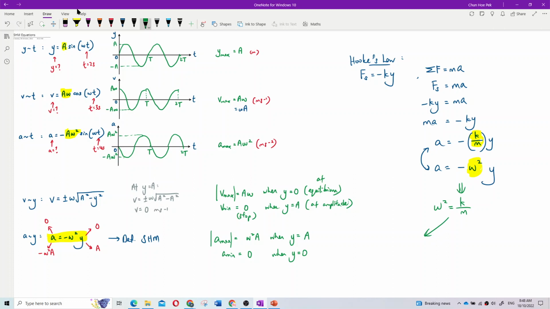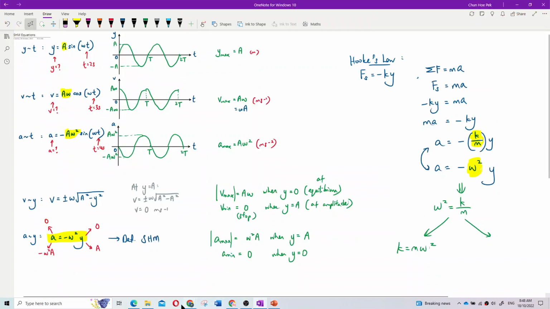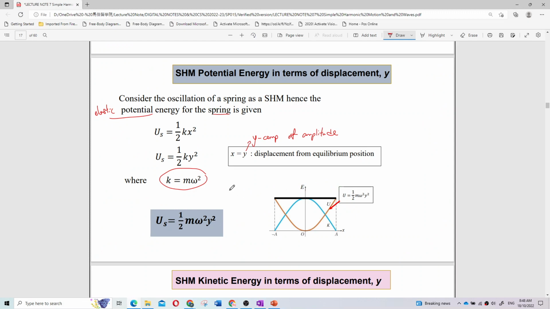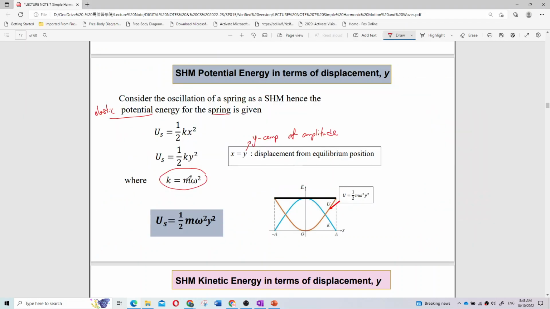And I want you to see there are two things you can get from here. First is k equal to m omega square. See that? Now you multiply m to the top, you get k equal to m omega square. That's how you get k equal to m omega square.